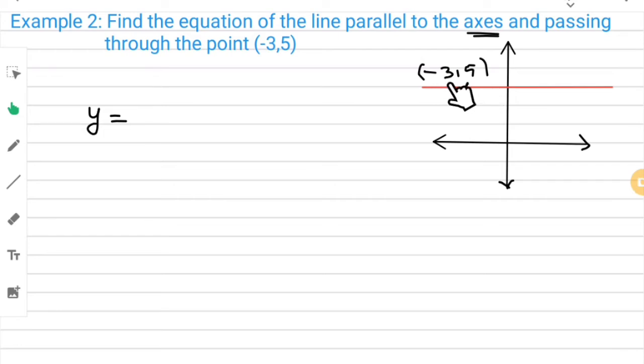Minus x comma 5 is the coordinate. In this, what is the y value? 5. So y is equal to 5 is the equation of this red color line. Okay. Now another line is passing through the point minus 3 comma 5 and it is parallel to the y-axis. If any line is parallel to the y-axis, what will happen to the equation? The equation is x is equal to some constant. That constant is nothing but the x coordinate, which here is minus 3. That is minus 3. Okay, fine.